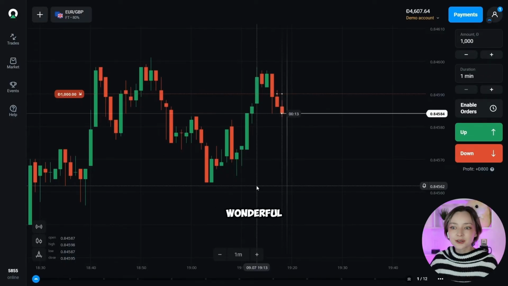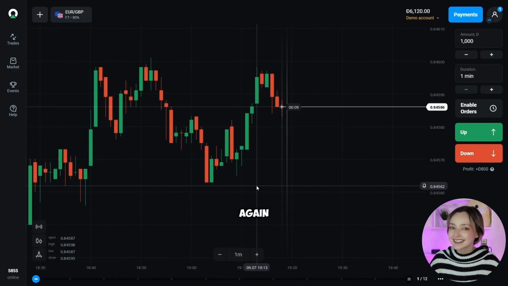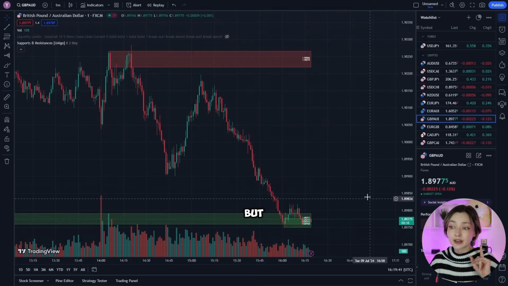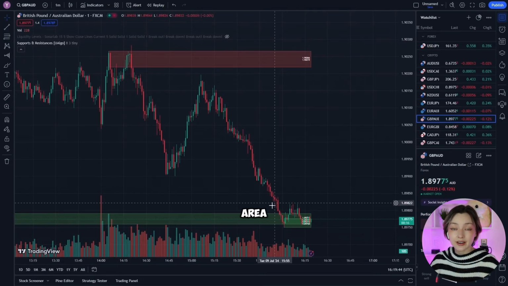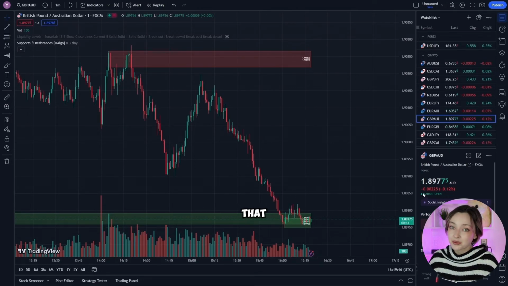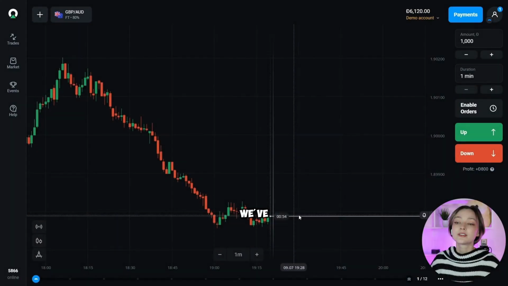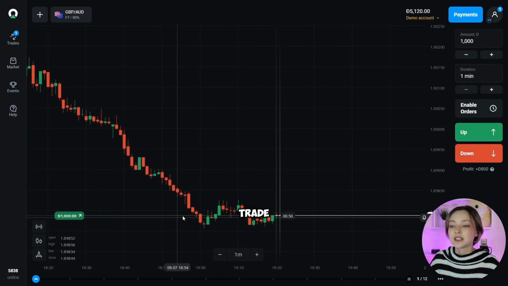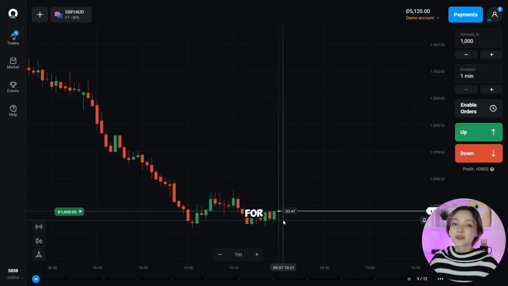Look what wonderful fluctuations we're witnessing right now, and our trade just closed in a profit again. Let's carry on. So I've already been at this currency pair, but I can see the price has entered the resistance area. I will enter upwards at that point. So we've selected the currency pair that we need and placing a trade. Our trade is placed. Let's wait for the result.